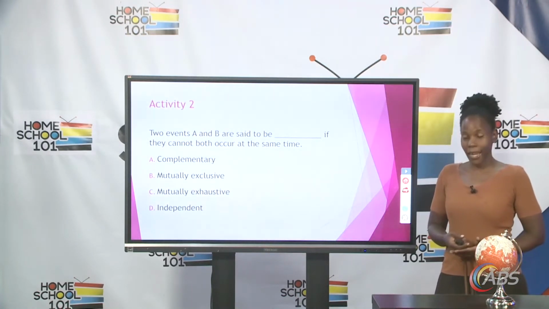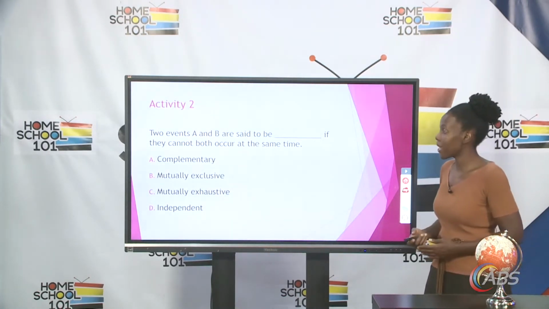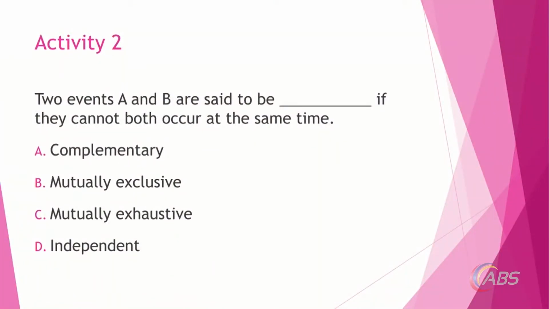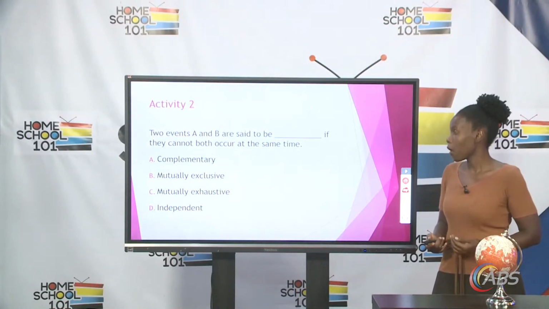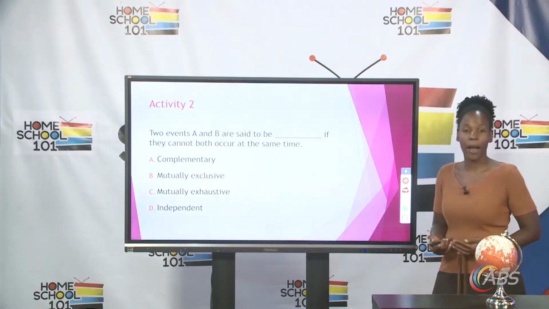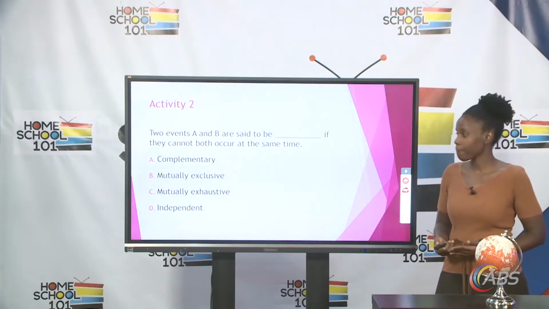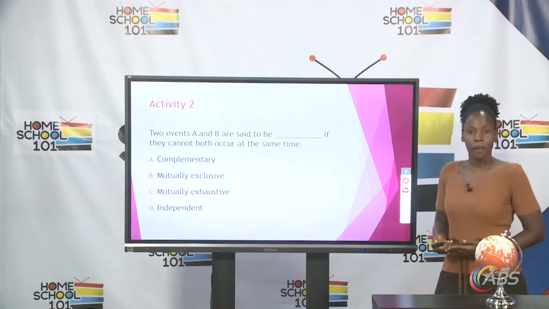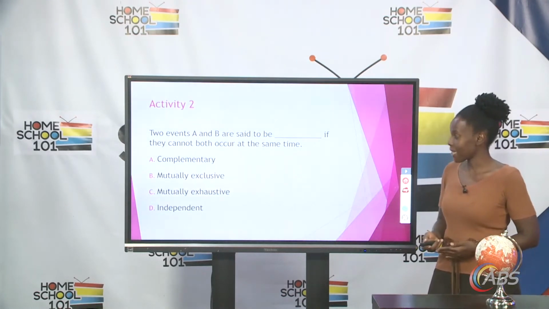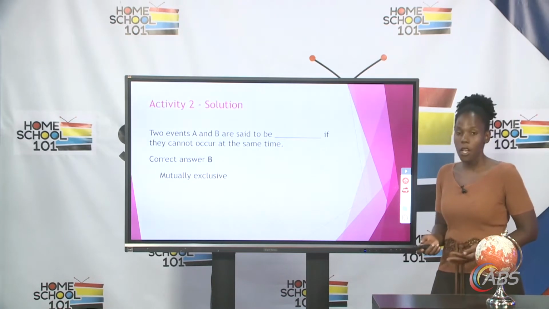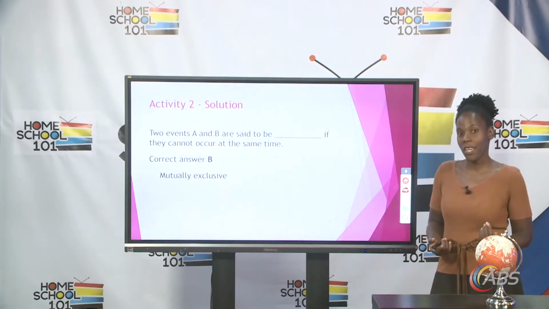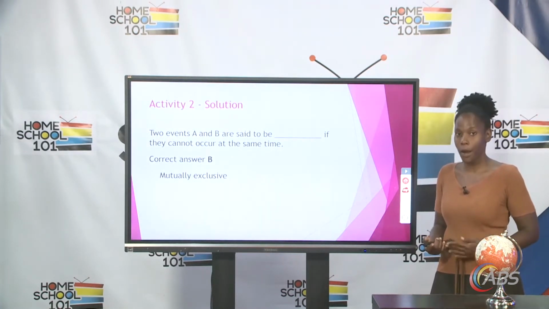So, a second activity. It says two events A and B are said to be, fill in the blank, if they cannot occur at the same time. Are they complementary, mutually exclusive, mutually exhaustive, or independent? Right. If you indicated that they were mutually exclusive, you are indeed correct. They are mutually exclusive if they cannot occur at the same time.